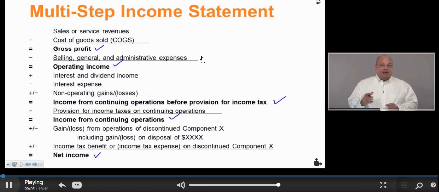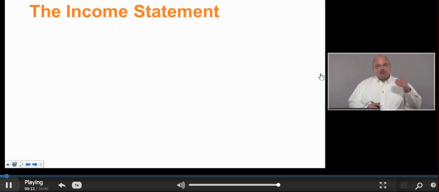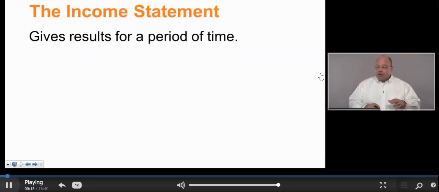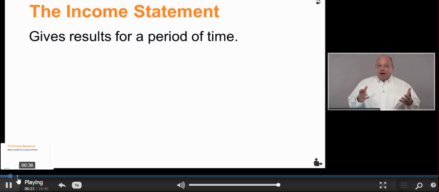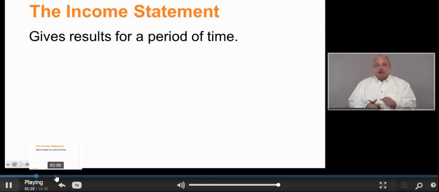companies, and the statement of cash flows. What the income statement is doing is it's showing the results for the company. The income statement shows the results for a period of time. Normally when we think about the income statement, we think about a year, the annual income statement. But the company prepares the year ended.